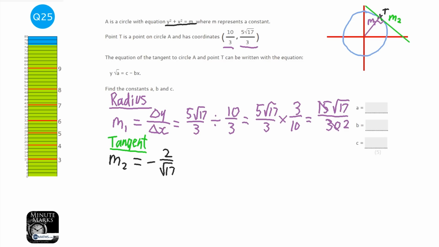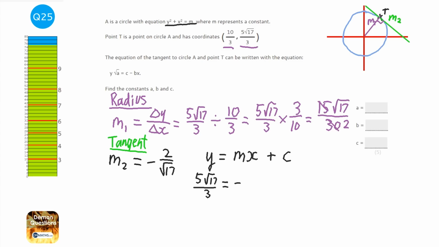So we're going to do y equals mx plus c. Now we know a y coordinate, which will be 5 root 17 over 3, because that's both on the radius and the tangent. So we know what the m is, which will be minus 2 over root 17, and that's going to be times by the x. So I put the x up there, plus c.